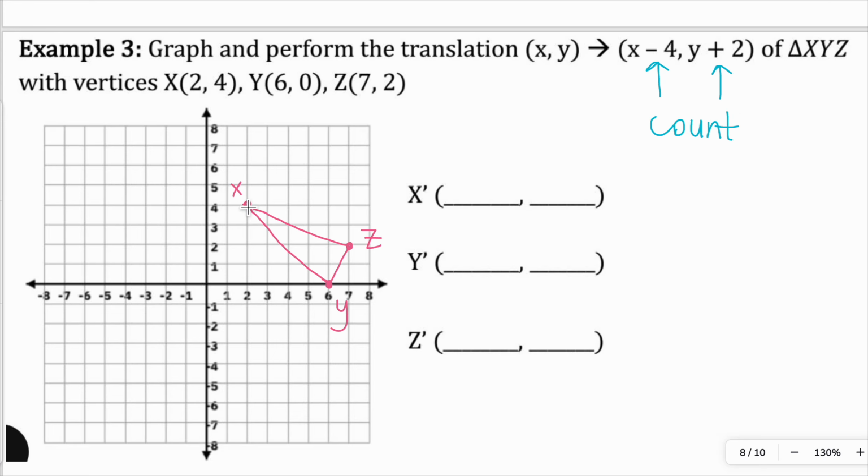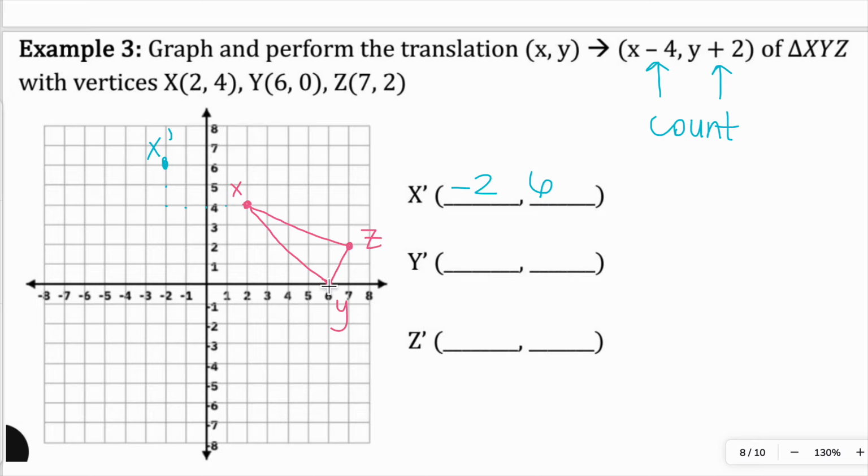So I'm going to actually go to the letter X, and I'm going to count left 4, 1, 2, 3, 4, and up 1, 2. So X prime would end up here, and that's going to be point (-2, 6). So let's go ahead and continue counting for the rest of these.